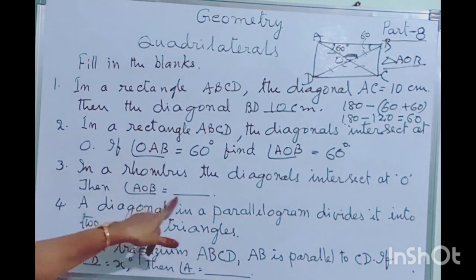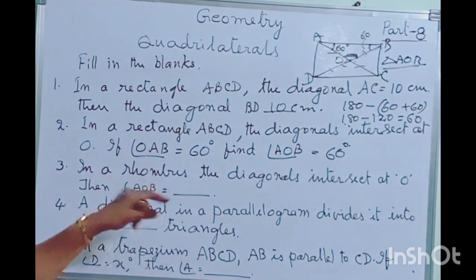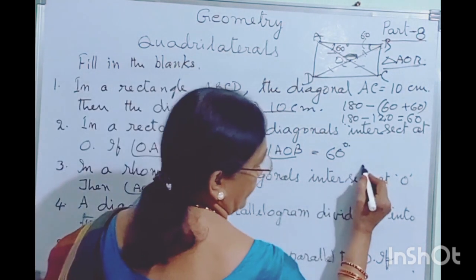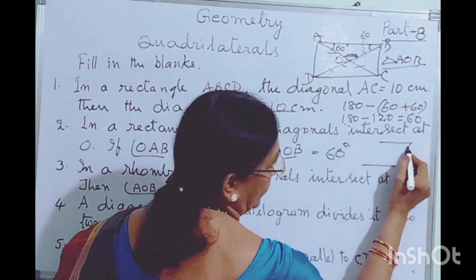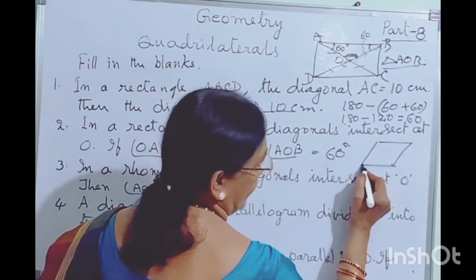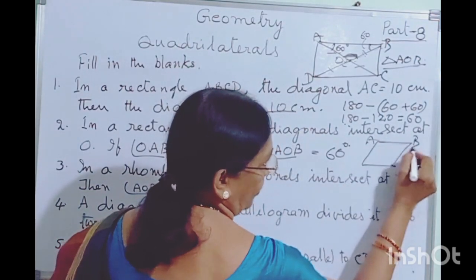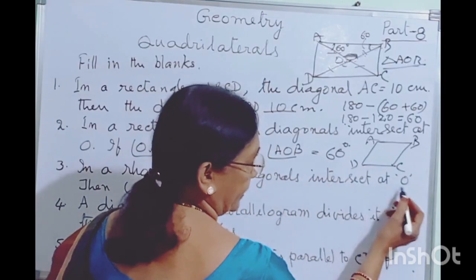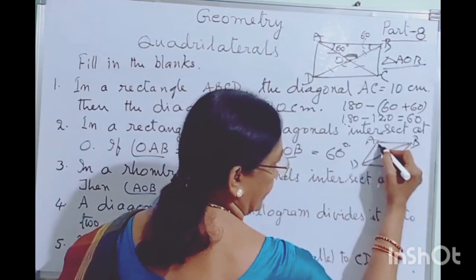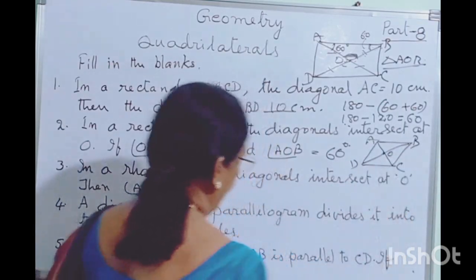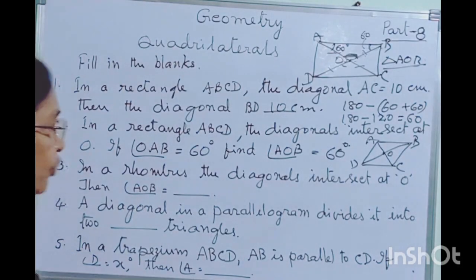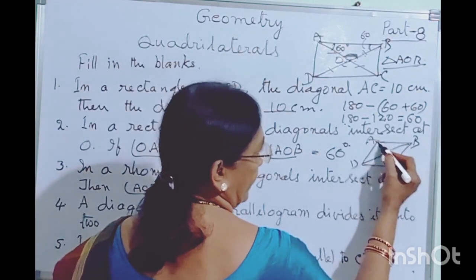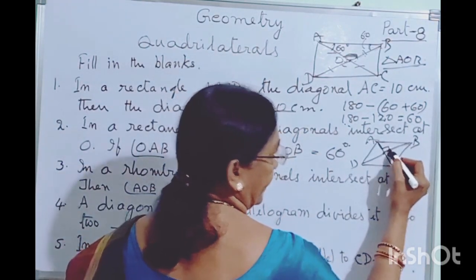Next one: in a rhombus, the diagonals intersect at O. Then angle AOB is equal to dash. A rhombus is a parallelogram in which all the four sides are equal. This is the rhombus ABCD. The diagonals intersect at O. Then angle AOB, that is this angle.